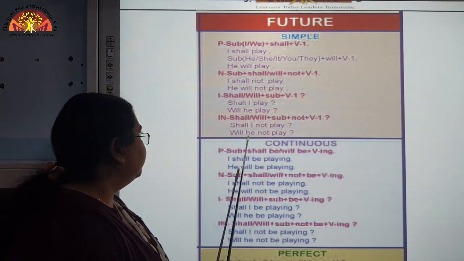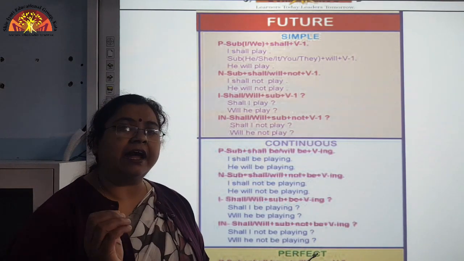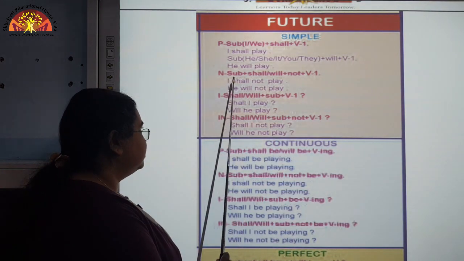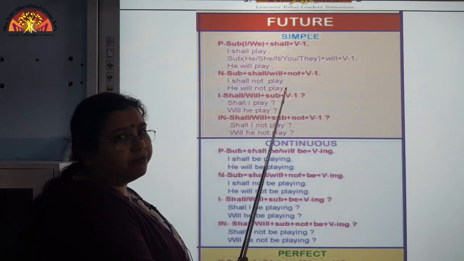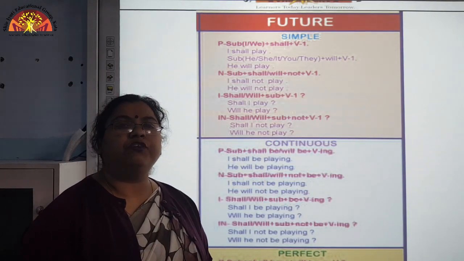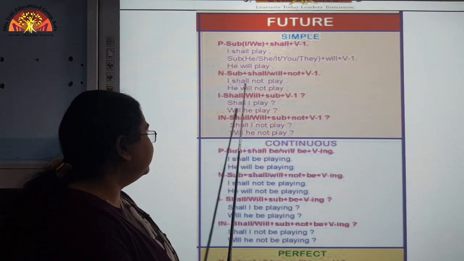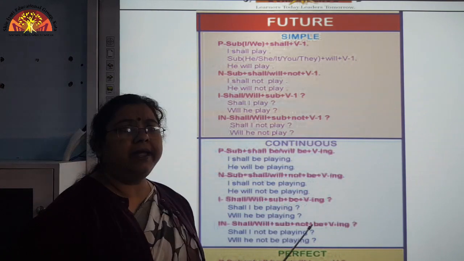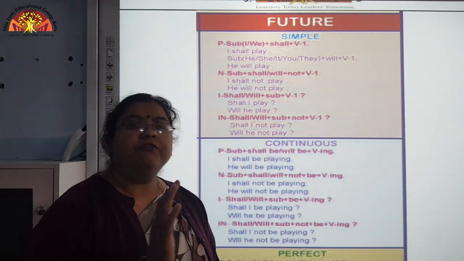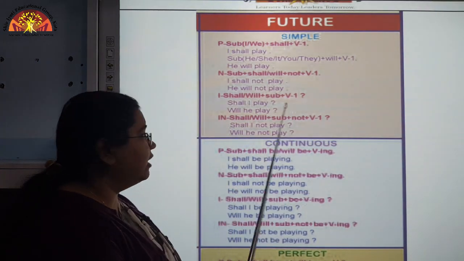Now, negative sentence. So, how will we frame a negative sentence here? We will add not along with the helping verb, that is subject plus shall or will plus not, followed by the first form of the verb, that means plus verb first form. So, the sentence will be I shall not play, he will not play, she will not write a letter, like this.